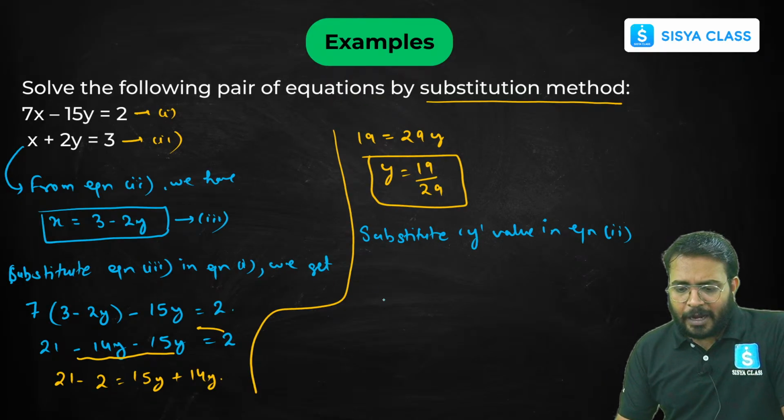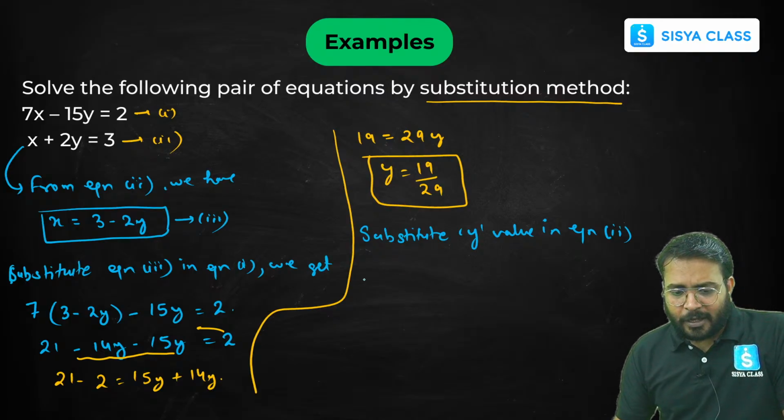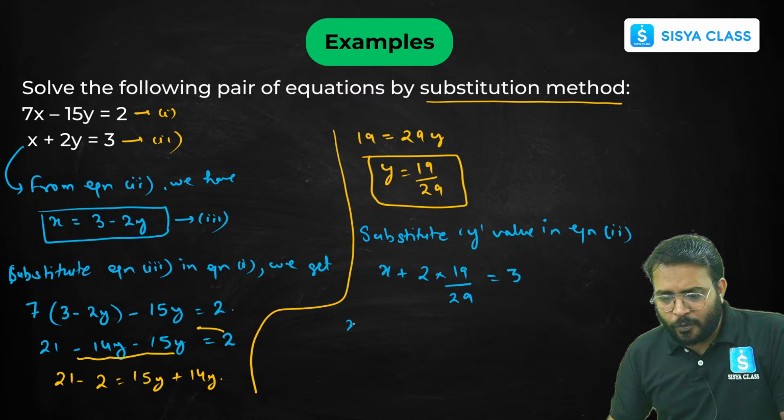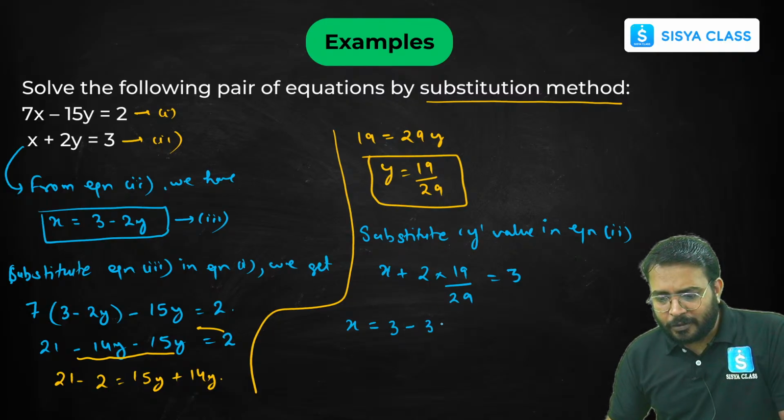So here x is what? What is your x value, beta? x plus 2y, so 2 into y means what, beta? 19 by 29, is equal to 3, yes or no? So what is going to be the x value? The x value is what, beta? 3 minus 19 into 2, beta? 38 by 29, yes or no?